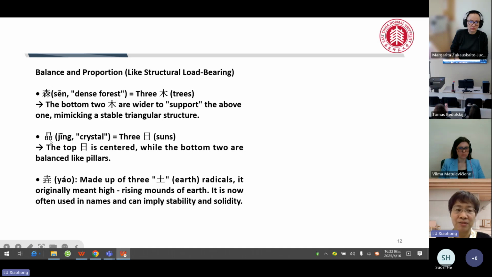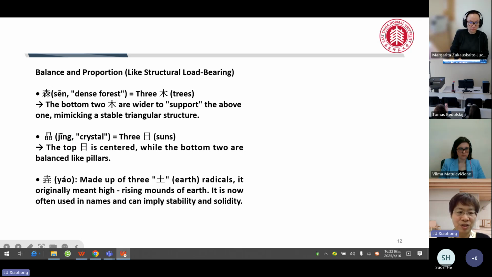So we have a lot of words with three similar particles or radicals. Here is another word, jing. Jing means crystal. Here we have three ri. Ri means sun. And of course, the sun is very bright. So jing means very bright, crystal bright, very much like sunshine. Here the top ri is centered while the bottom two are balanced like pillars.